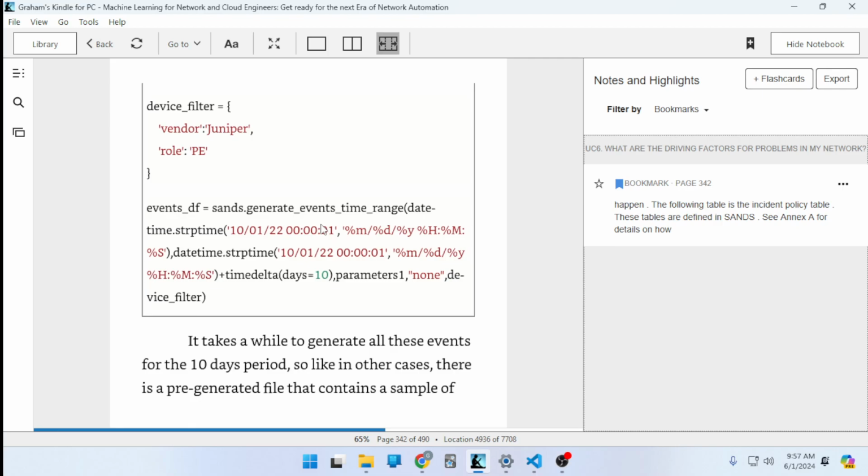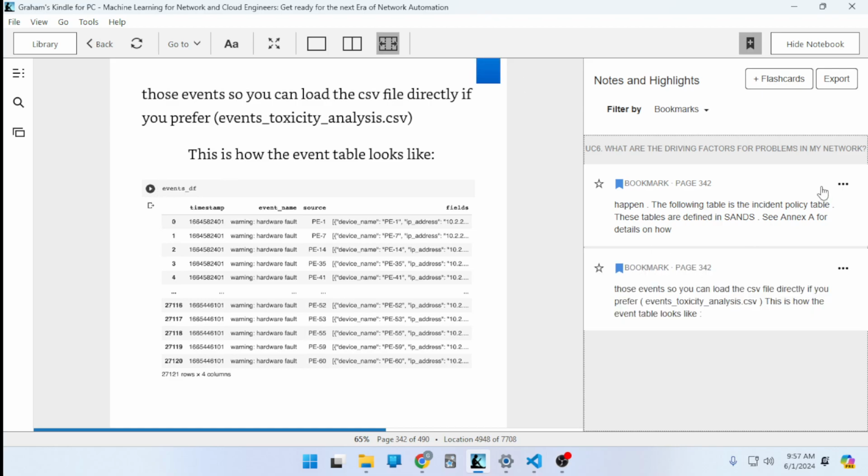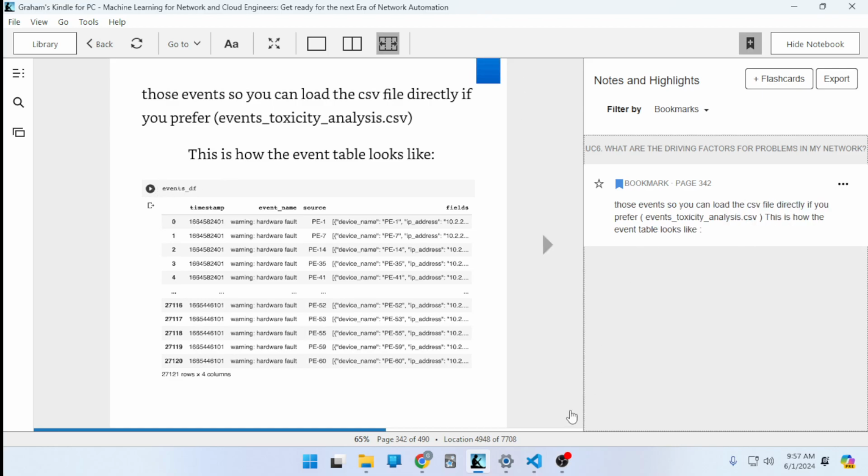So, like in other cases, there is a pre-generated file that contains a sample of the events, so you can load the CSV file directly if you prefer. The file is Events Toxicity Analysis, CSV. So we're going to get to this data frame now, events DF, so hopefully we can get there. Let's check back in on the notebook.